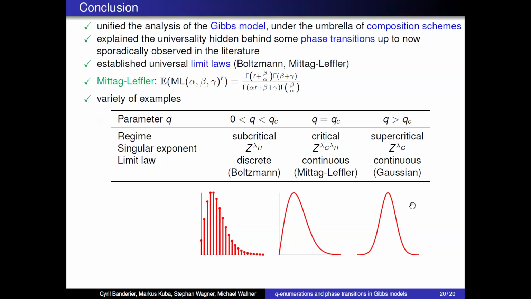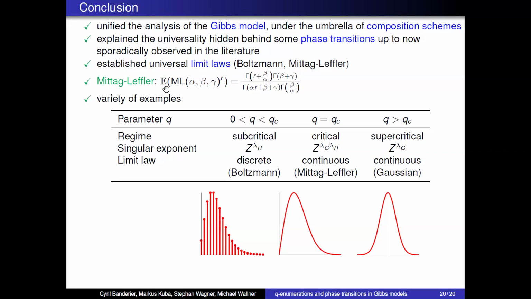Okay, so in conclusion, this unifies the analysis of the Gibbs model under the umbrella of composition schemes. It explains the universality for many phase transitions, which were in some cases observed, for example, for the average or something like this. It is establishing, I think, new universal limit laws. I mean, the importance of Boltzmann distribution as limit laws and Mittag-Leffler distribution, now I think is clear.